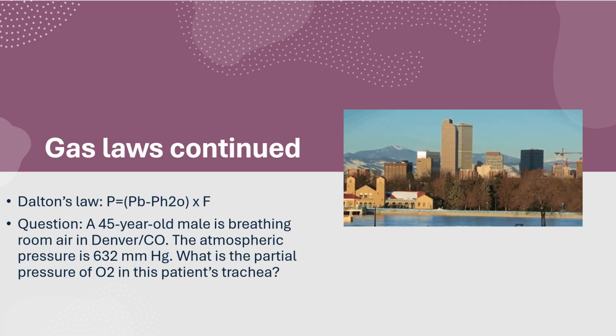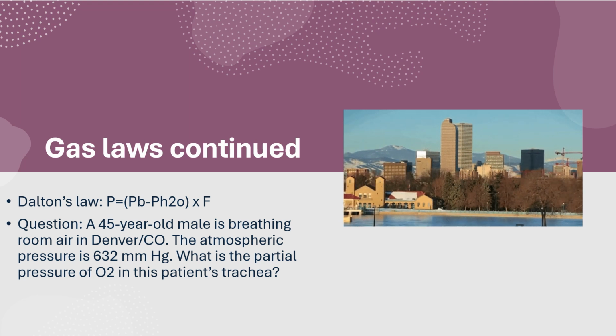Let's briefly discuss Dalton's law. Dalton's law states that the partial pressure of a gas in a mixture of gases is the pressure that the gas would exert if it occupied the total volume of the mixture alone. And in this formula, P equals partial pressure of gas, PB is atmospheric pressure, PH2O is the water vapor pressure at a given temperature, and letter F stands for fractional concentration of a gas.